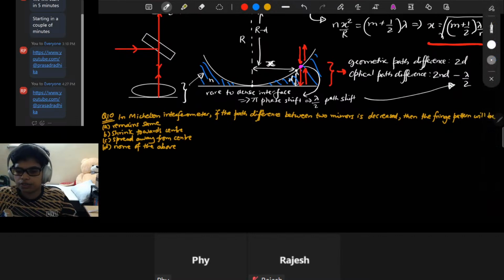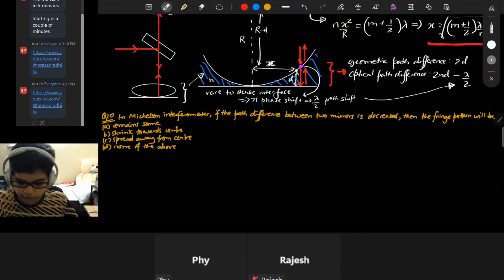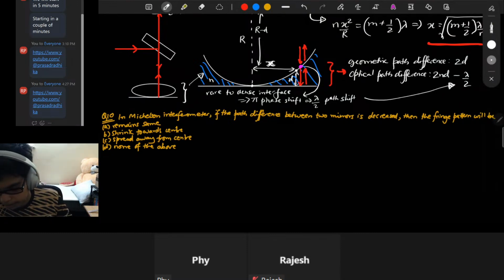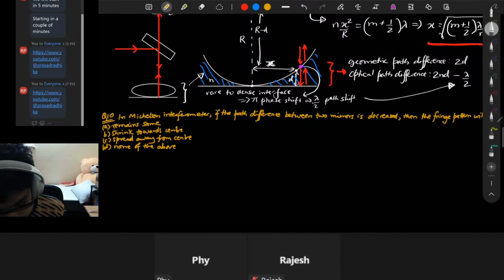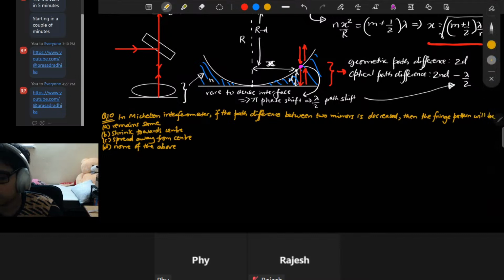So this is the last question for week 5, and it is based on Michelson interferometer. The question is, in Michelson interferometer, if the path difference between two mirrors is decreased, then the fringe pattern will be: A, remains same; B, shrink towards center; C, spread away from the center; or D, none of the above. So I will relaunch the poll one last time for this session. Please answer the poll, and then I will discuss the answer.